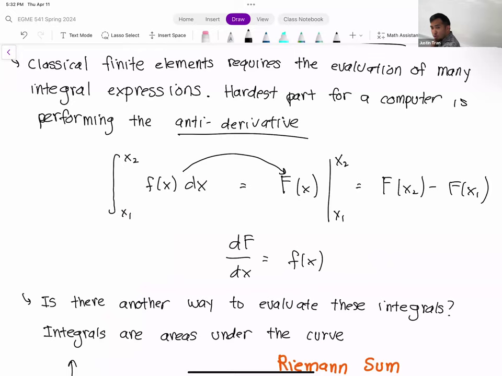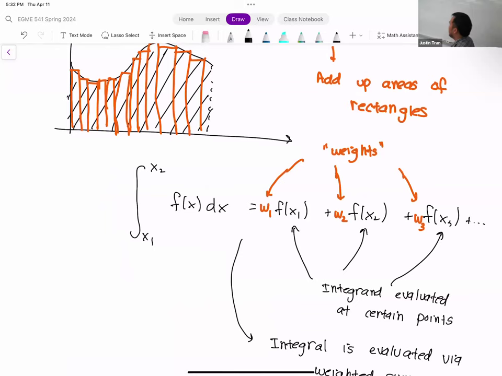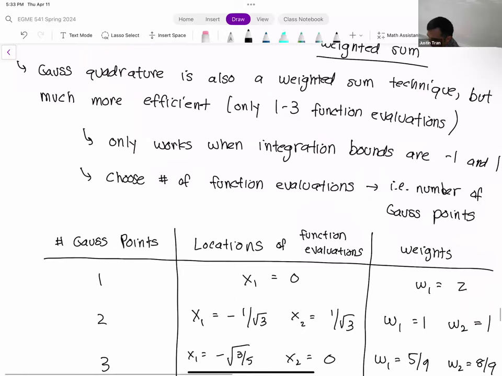Most importantly, we're looking for a way to skip out on the calculus. Because when we're writing our own code, like in MATLAB, we can do linear algebra. Linear algebra is just fine. But calculus is actually pretty hard for us to do. The inspiration is to do something like a Riemann sum. If you have an integral, you can get the same result by doing what's known as a weighted sum. You take your integrand, evaluate it at certain points, weight each of them, and sum it all together. That gives you the value of your integral. We introduced Gauss quadrature because it's a very efficient way to do this weighted sum.